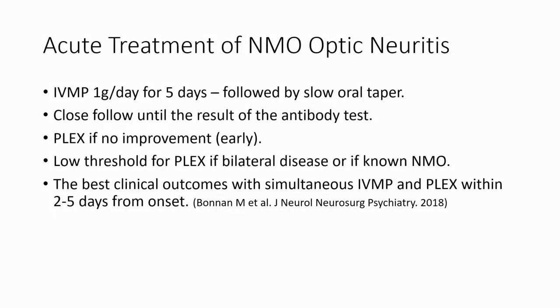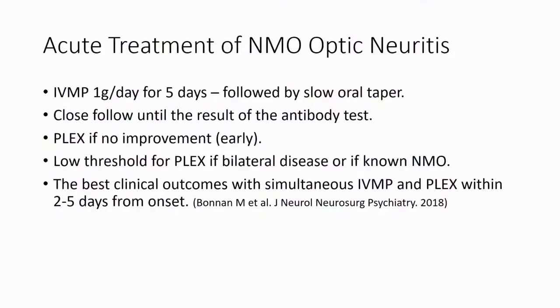So how do we treat NMO optic neuritis? Well, first you treat them just like you treat any optic neuritis. You start the patients on IV steroids, but you taper them slowly because you want to wait for the results of the assay, right? And you have to follow them closely while you are maintaining them on oral steroids. If they don't improve with IV steroids, let's say after a week, then you need to do plasma exchange. And you need to do that early again. You need this early window to get any kind of good visual outcome.